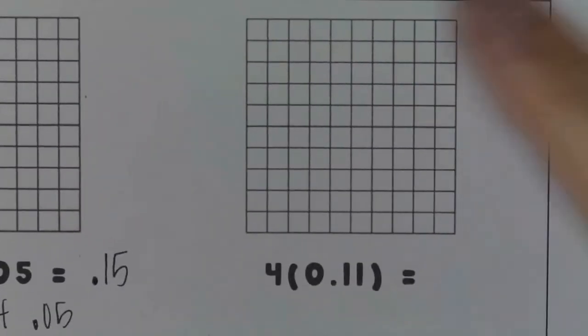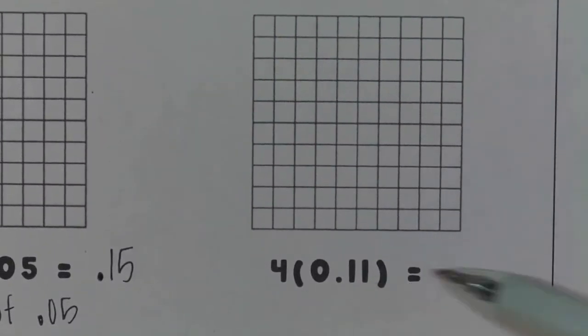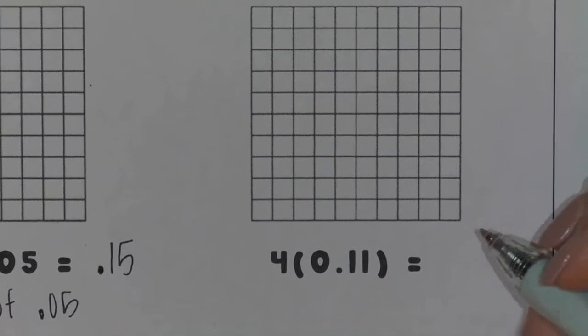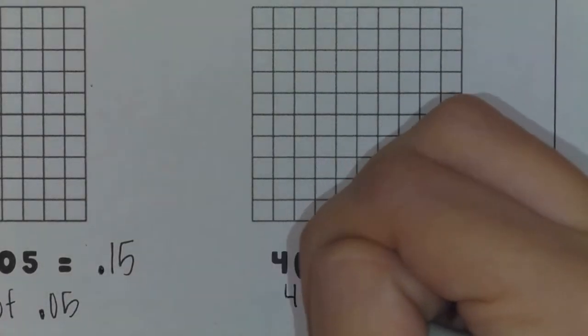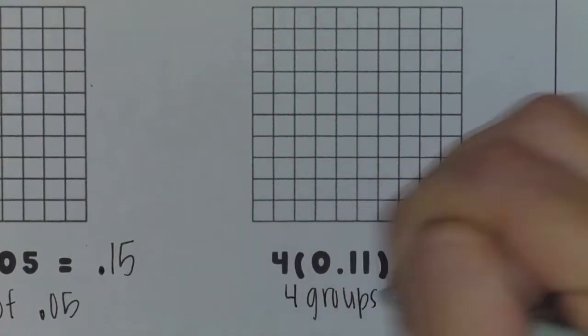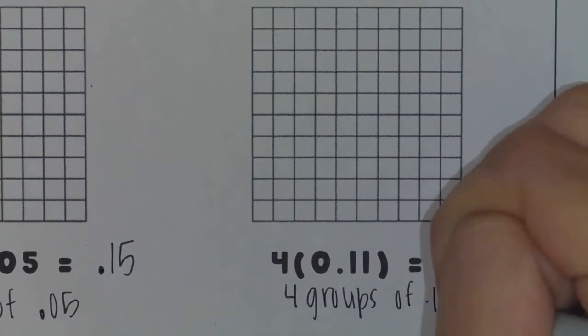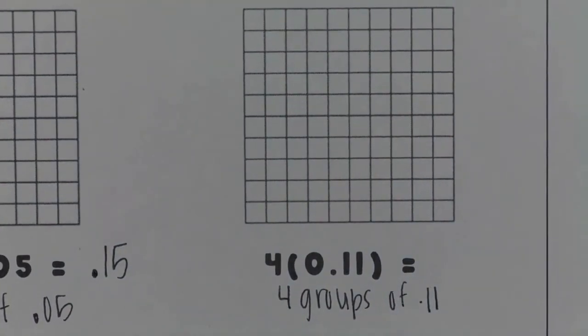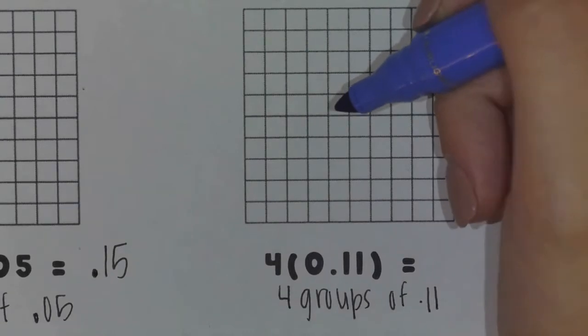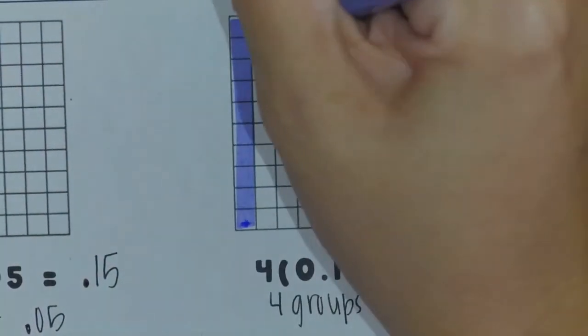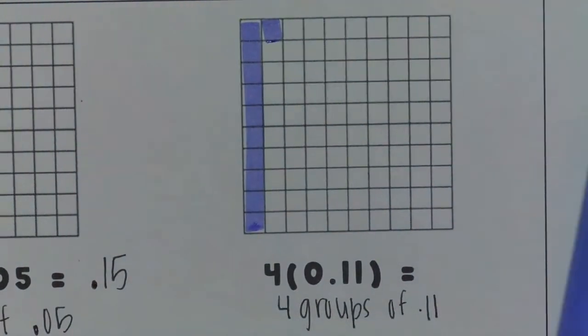Okay, when I look at my next problem, I have 4 times 11 hundredths. And remember, another way I can read this is 4 groups of 11 hundredths. And again, I'm going to use my 2 colors, and I need to create my first group of 11 hundredths. So that would be, there's 10, 11. So there's one group.